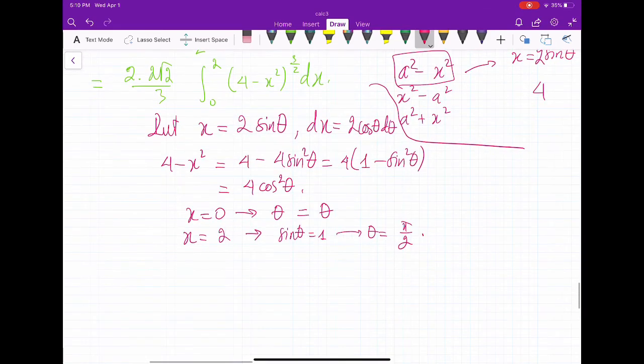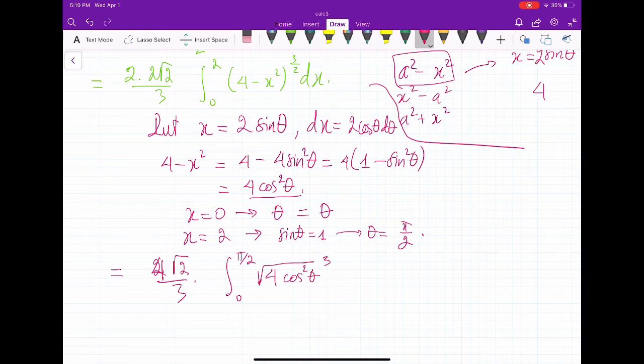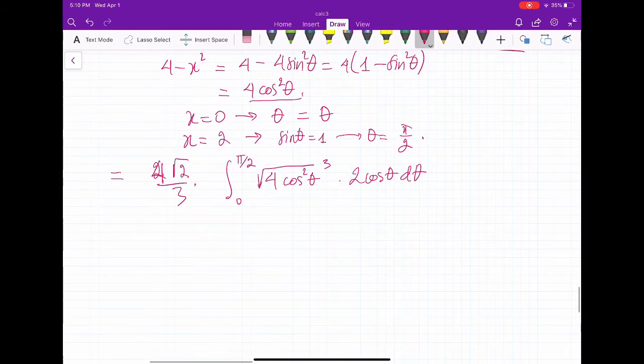So basically, when you change the integration limits in here, your integral will be equal to 2 times 4 times square root of 2 over 3, integral from 0 to pi over 2. Okay, so inside you have (4 cosine squared theta) to the power 3/2. dx is 2 cosine theta d theta. And then what is that? That is 4 times square root of 2 over 3, integral from 0 to pi over 2.